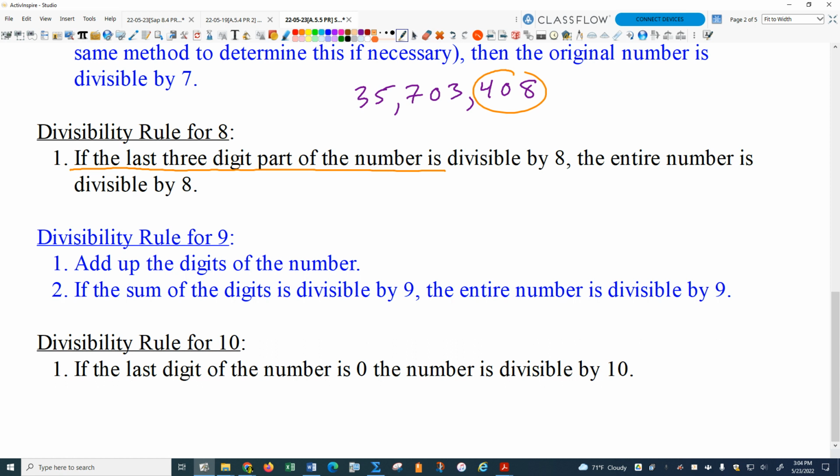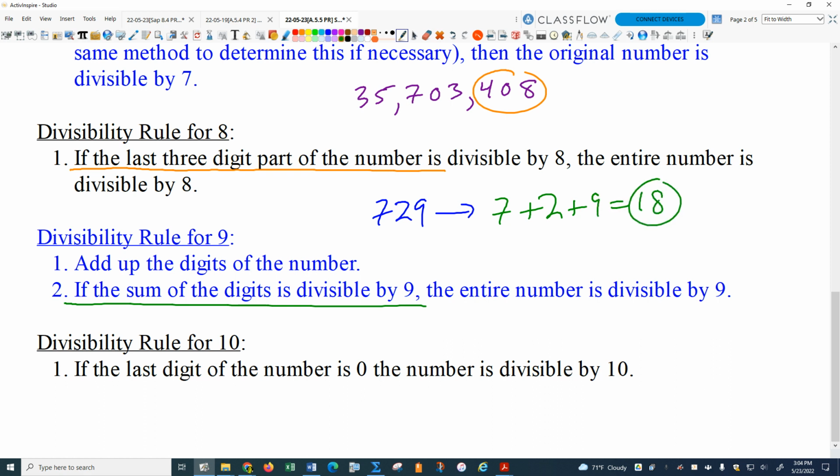Okay? The divisibility rule for 9 is the same thing as the divisibility rule for 3, only you use 9s instead of 3s. So for example, 729, we'll sum the digits. 7 plus 2 plus 9 equals 18, which is divisible by 9. So the whole number is divisible by 9. And then finally, the divisibility rule for 10, if the last digit's a 0, the whole thing's divisible by 10. Okay, I'll put these in the notes that'll show up in plan book.